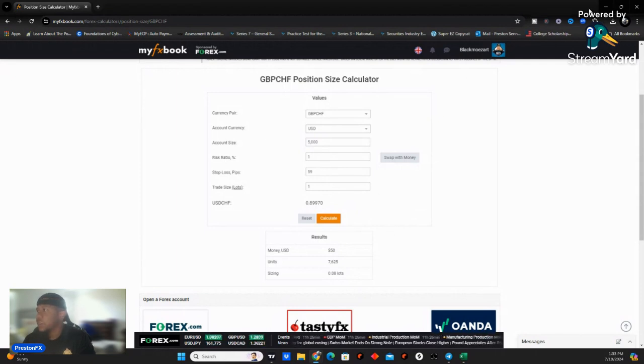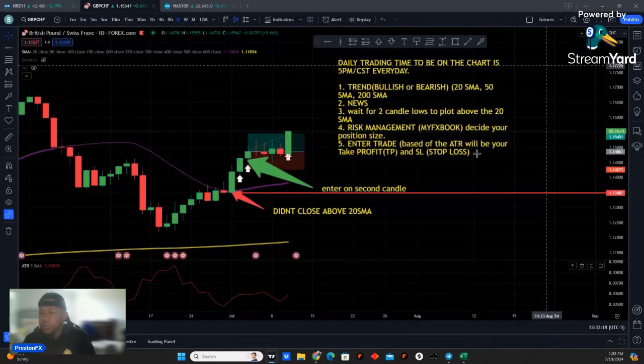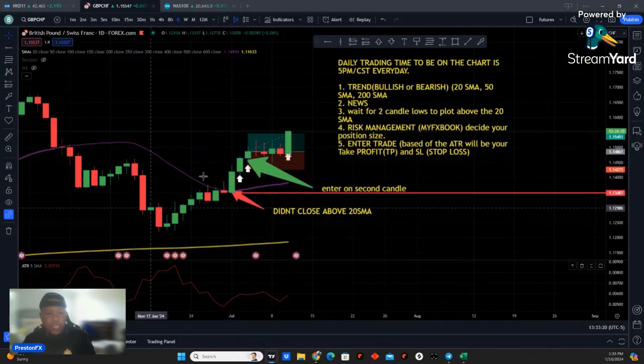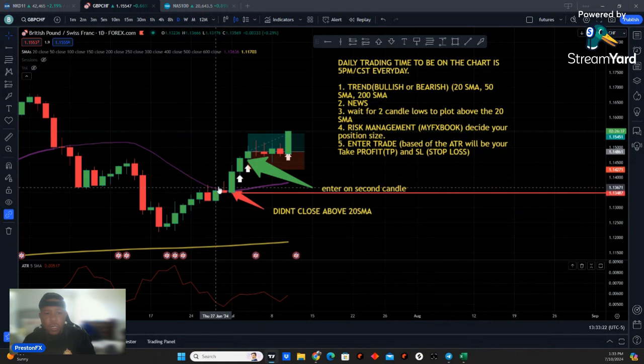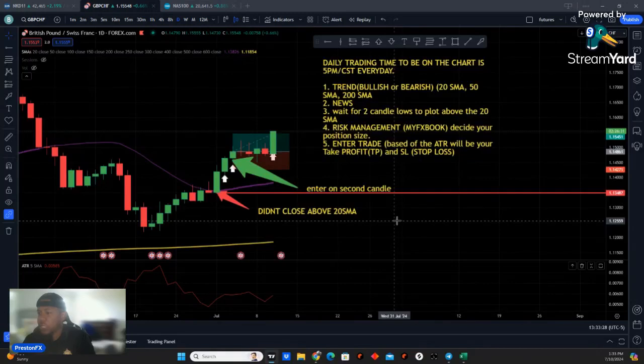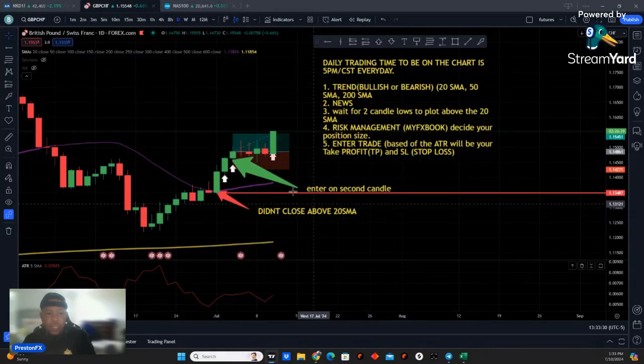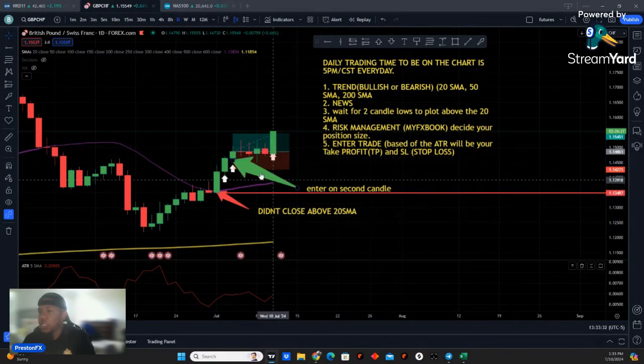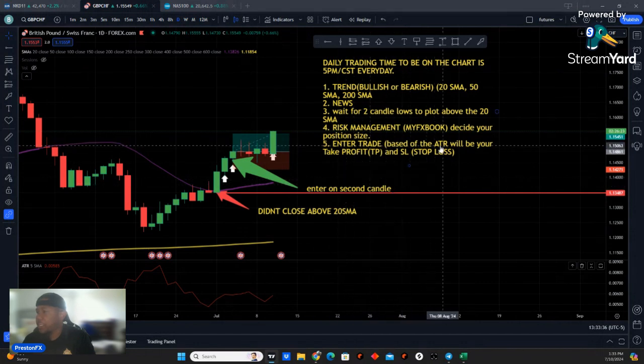So all in all, if you're risking 1%, you still make money on this, and you didn't have to watch the charts all day. Because if you have a 9 to 5, you still have other income coming in, which is a beautiful thing. You don't have to check these charts all day. You can check it one time a day. And then enter the trade based off the ATR.